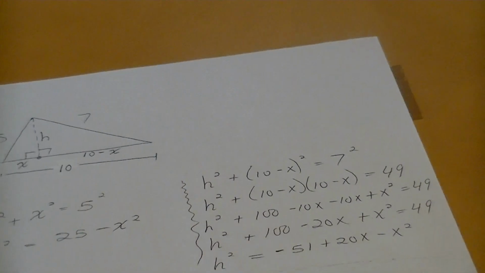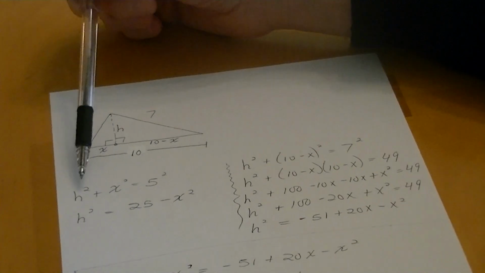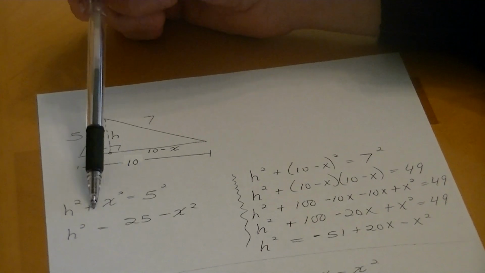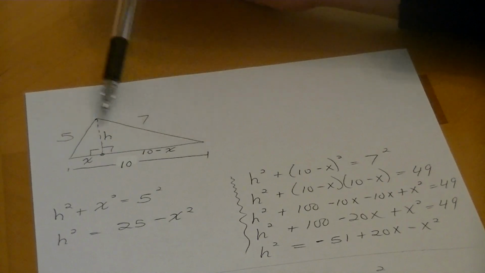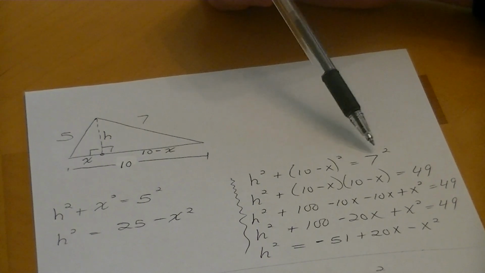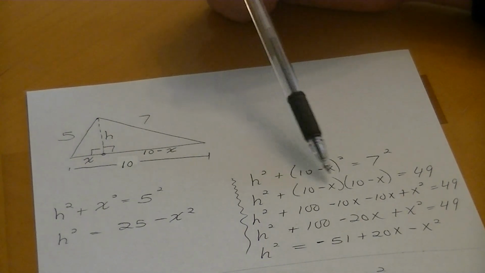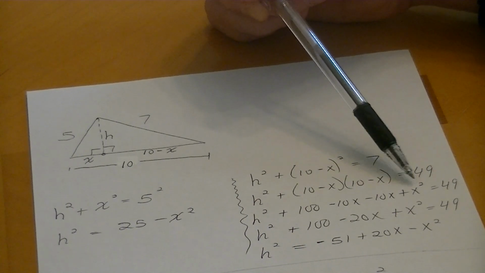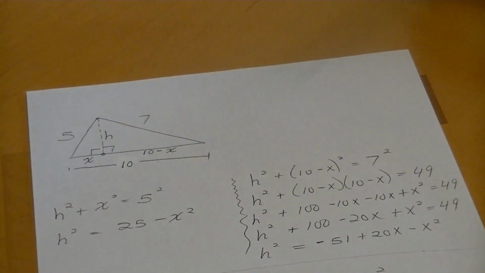Here we go. So on this triangle, h squared plus x squared equals 5 squared, or h squared plus x squared equals 25. To solve for h squared, I just subtracted the x squared from both sides, so I got this. For this right triangle, h squared plus the other leg squared equals the hypotenuse squared, and that of course is 49. And when you expand out 10 minus x squared, 10 minus x times itself, it becomes 100 minus 20x plus x squared. So you can pause the screen and check my algebra there.